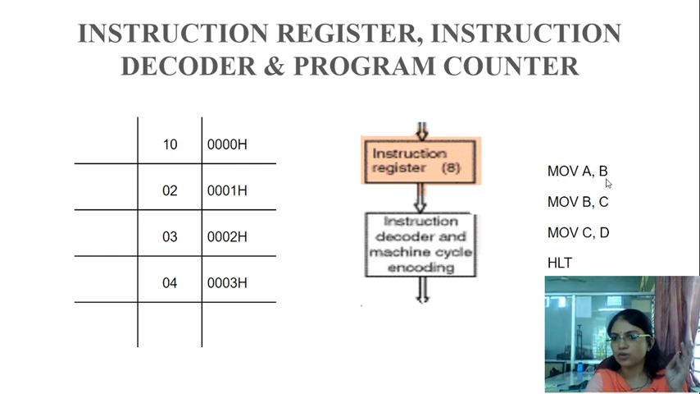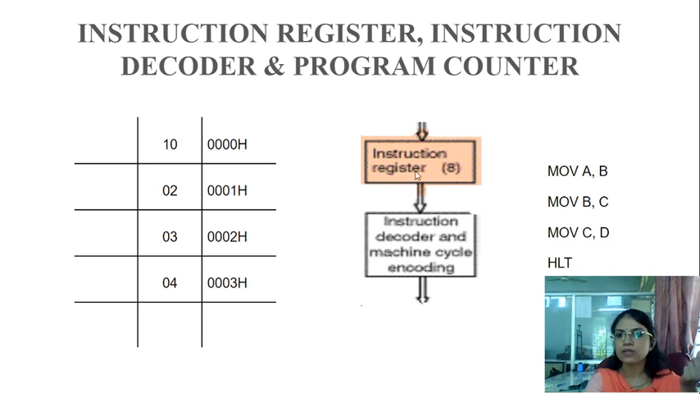For execution of move A, B, first of all we are transferring the address of that memory location where we are storing the opcode of move A, B into the program counter first. So 000H we are transferring into the program counter. When it is available in the PC, the 8-bit content inside that memory location is fetched onto the instruction register. Means the opcode is transferred onto your instruction register.